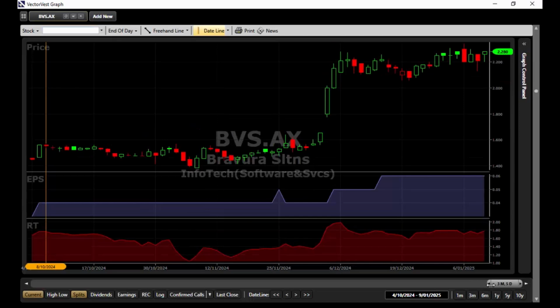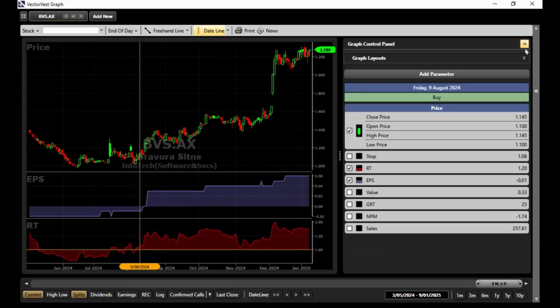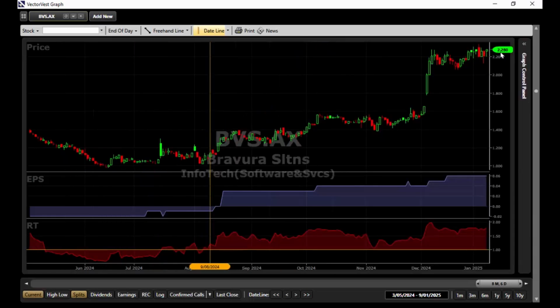Okay, going back here. This one here's interesting. Technicals break out here and hold above 1. They haven't fallen, and the earnings continue to move up. Very nice. Where's the price on this one here? $1.14, all the way up to $2.28 odd.